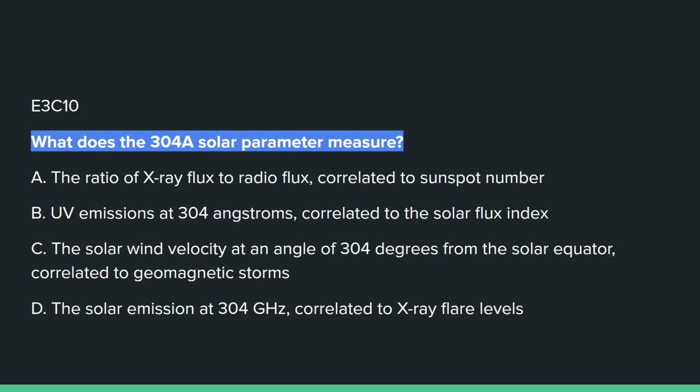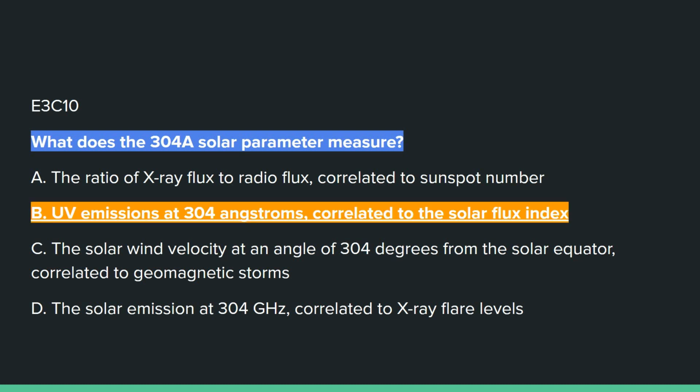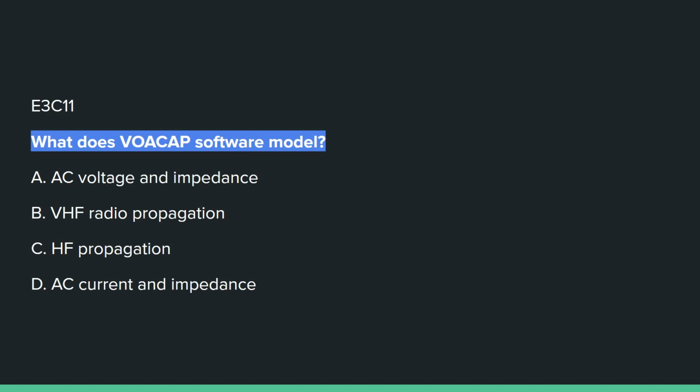E3C10, what does the 304A solar parameter measure? That's B, UV emissions at 304 angstroms correlated to the solar flux index. E3C11, what does the VOACAP software model? That's C, HF propagation.